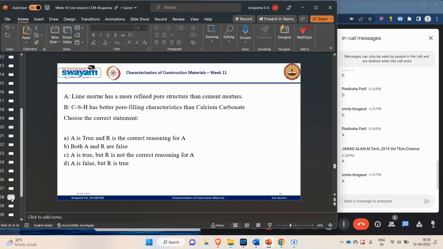So there are two statements again. Statement A says lime mortar has a more refined pore structure than cement mortars. Statement B says CSH has better pore filling characteristics than calcium carbonate. Choose the correct option. A is true and R is the correct reasoning for A. A and R are false. A is true but R is not the correct reasoning for A. A is false but R is true.